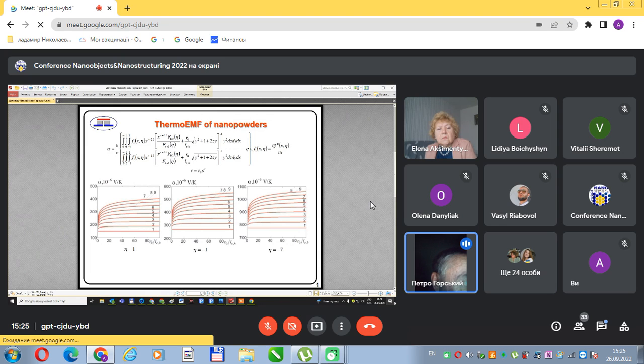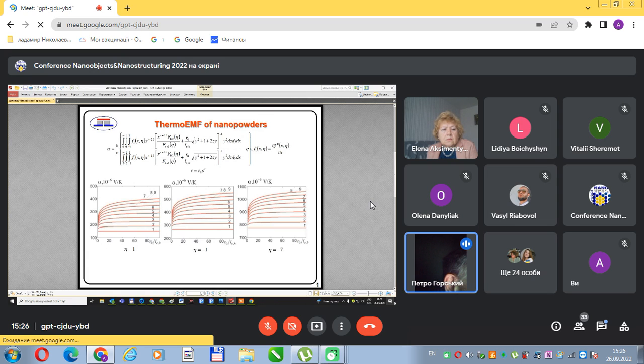Частинку ми умовно вважаємо сферичною, R — це у нас показник розсіювання, F1 — це похідна від функції розподілу по енергії, F з різними індексами — це інтеграли Фермі. R0 — радіус частинки, яку вважаємо сферичною, а L — це довжина вільного пробігу електрона або дірки. І от що ми маємо.